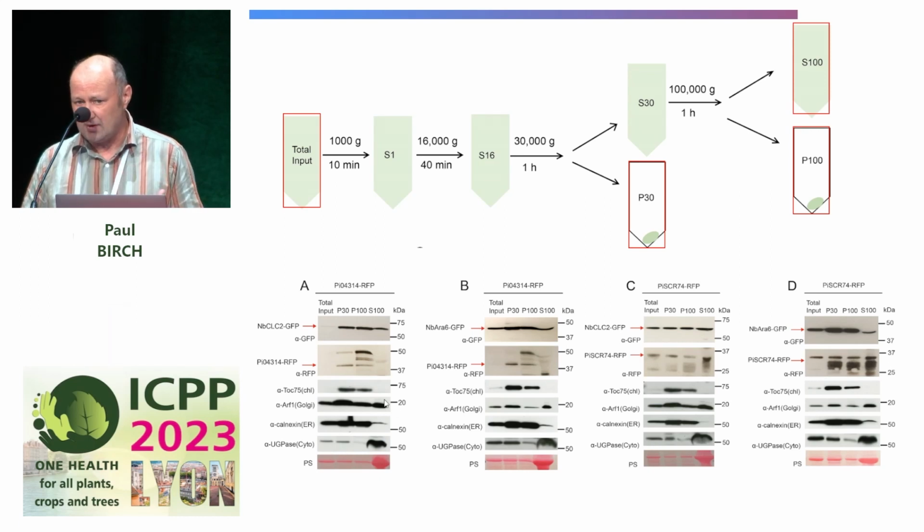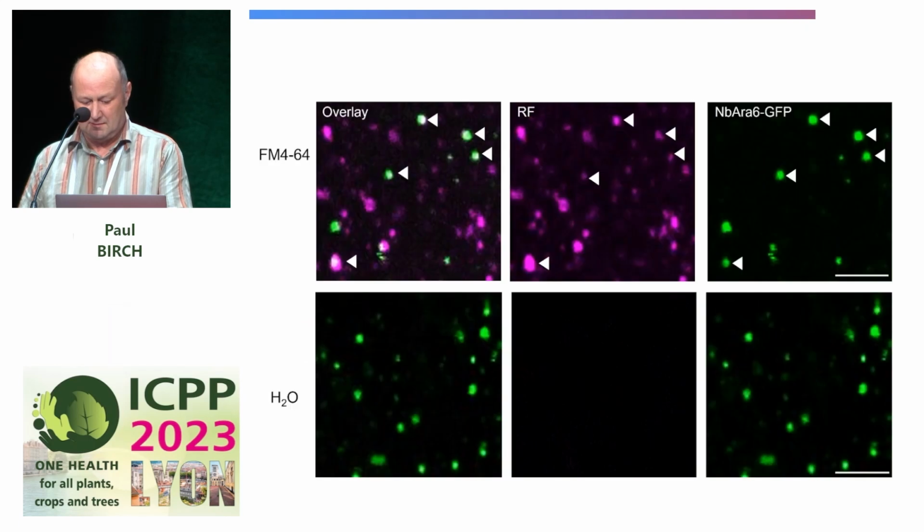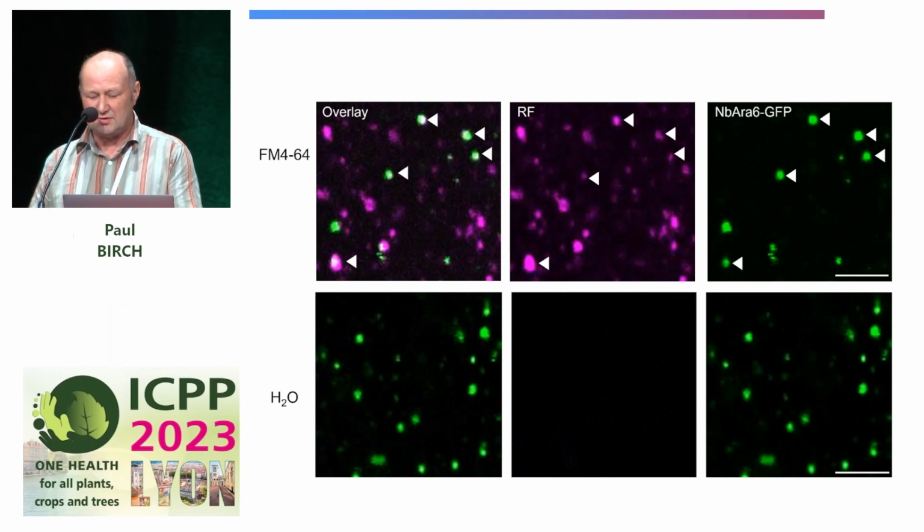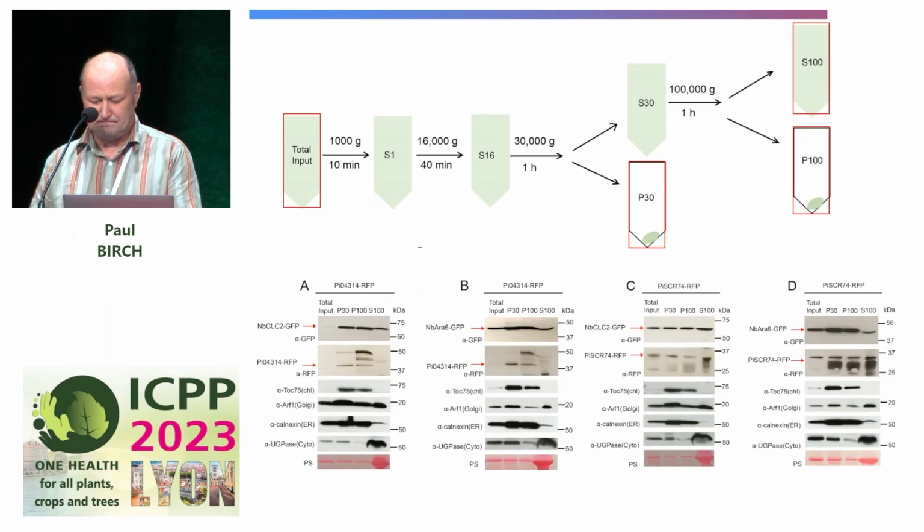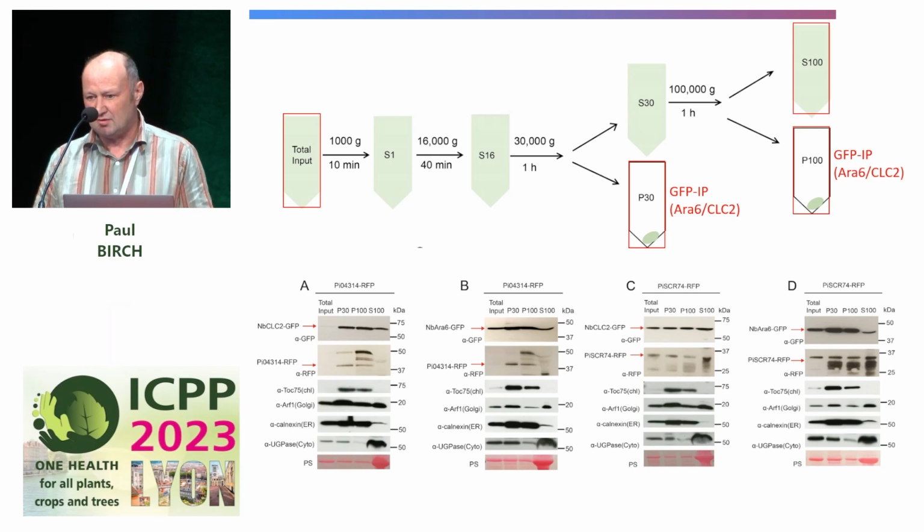However, if we use a load of other plant membrane markers, so we have TOX75 from the chloroplast membrane, it's also enriched. We've got ARF1 from Golgi, also enriched. We've also got calnexin from the ER, that's also enriched. So, just going back there, that might help to explain that we're seeing a lot of membrane vesicles here, many of which are probably the result of damage to the plant cell as well. So that prompted us to try a next step, which was to perform an IP, to pull out either ARA6 GFP or CLC2 GFP from the 30,000, 100,000 spins.